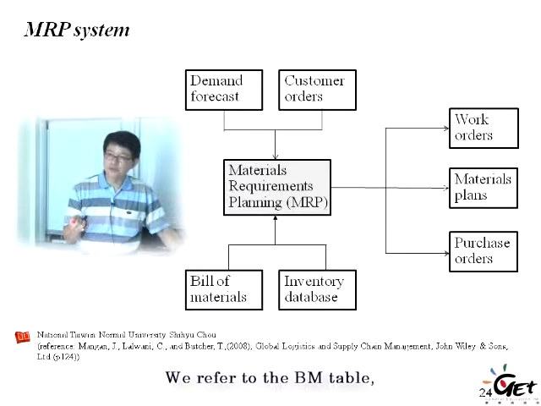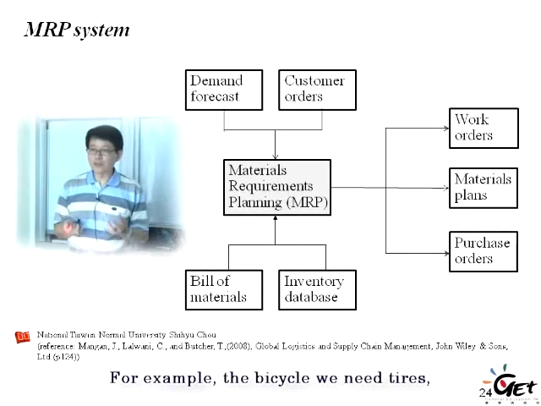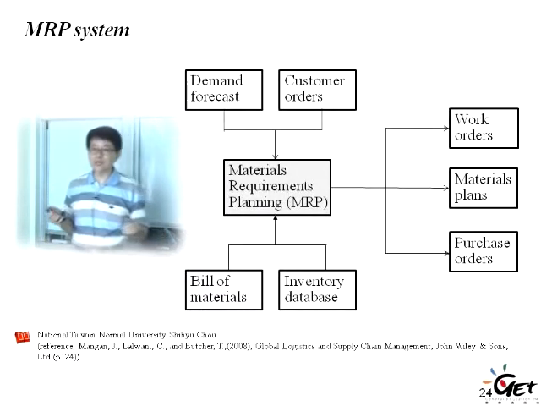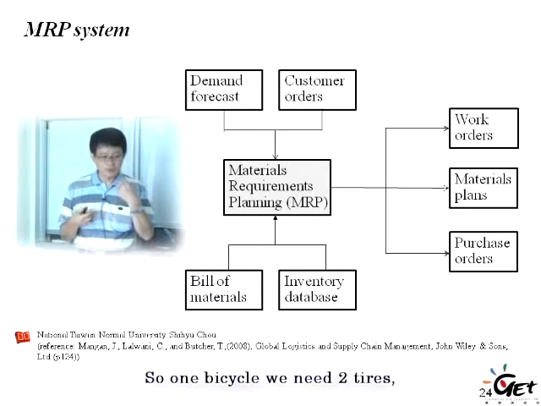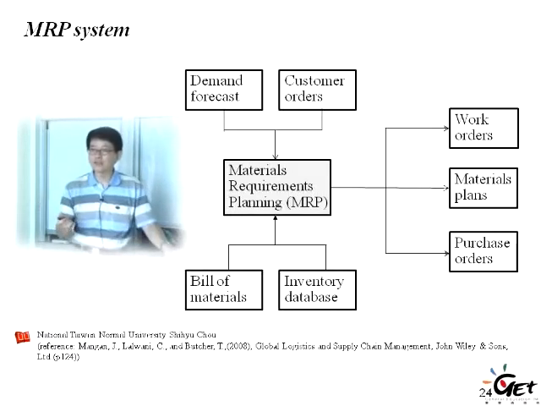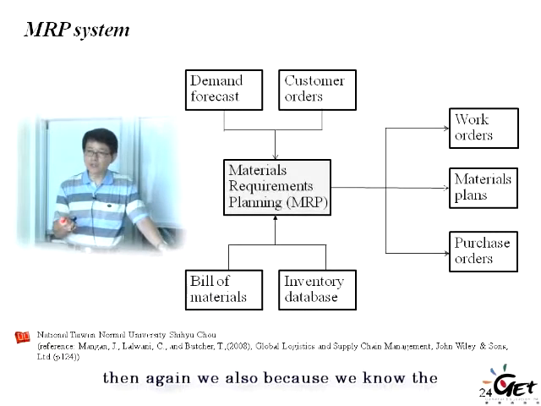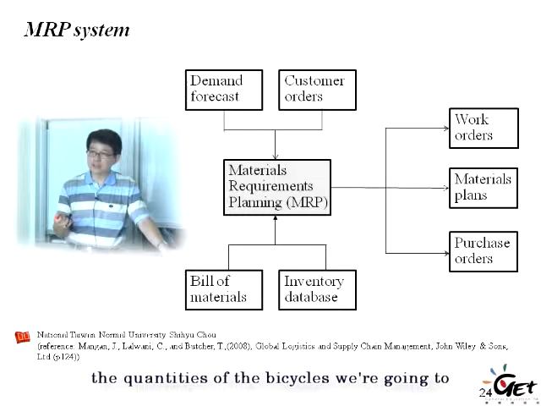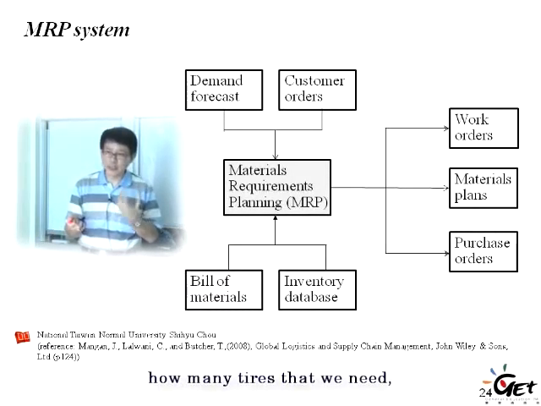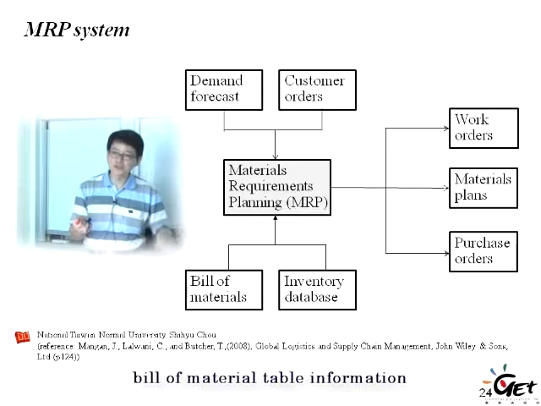We refer to the BOM table, the bill of materials table. For example, for the bicycle, we need tires, frames, handles, etc. For one bicycle, we need 2 tires, 1 frame, 1 handle, etc. Because we know the quantities of bicycles we're going to make, we can calculate how many tires and how many handles we need based on the bill of materials table information.